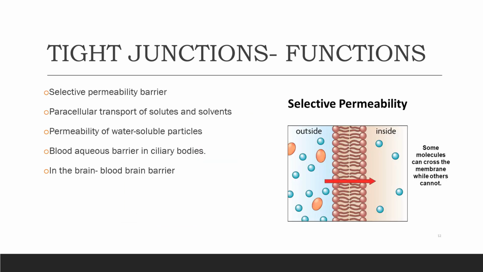The function of these tight junctions is that they form a selective permeability barrier that prevents the transfer of macromolecules from the luminal fluid into the interstitial spaces. They also facilitate the paracellular transport of solutes and solvents depending on the osmolality gradient across the epithelium. And it helps in the permeability of water soluble particles. How? Via the leaky channels. Then in the ciliary body, it acts as a blood aqueous barrier between the inner non-pigmented epithelium cells, and in the brain it acts as the blood-brain barrier.